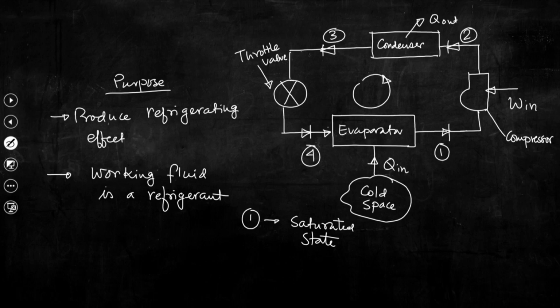What we have discussed is that this evaporator will be designed in such a way that at this evaporator pressure, and of course, when the circuit or cycle is designed, certainly the evaporator is designed to produce saturated refrigerant vapor. So, now state point 1 is a saturated state, that is, saturated vapor of the refrigerant.